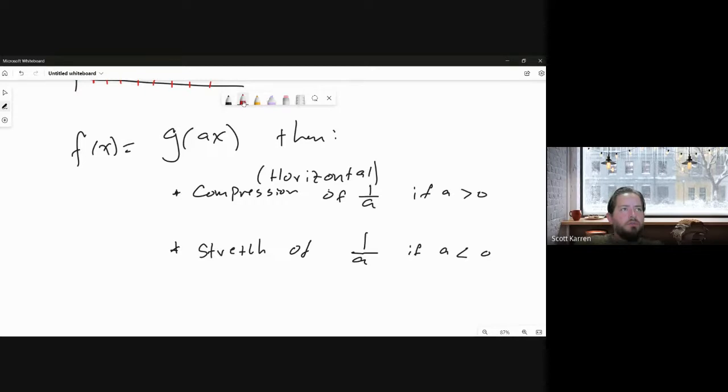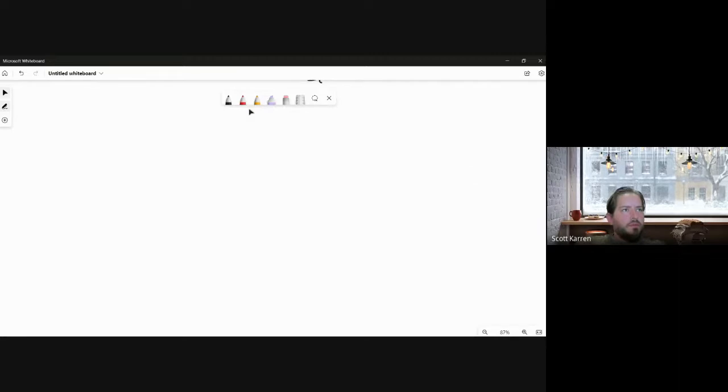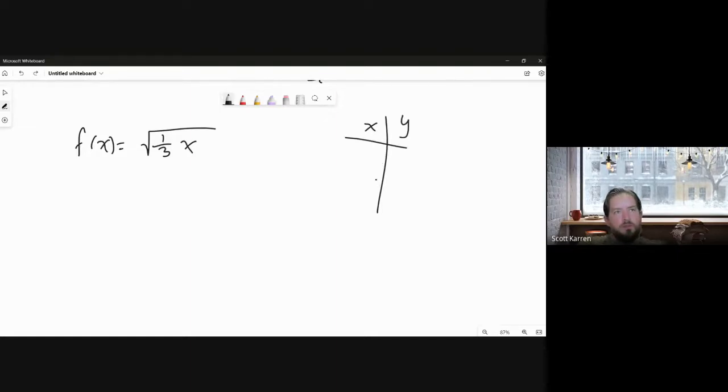So let's see one that has a stretch, perhaps. Let's say f of x is, I mean, the square root function works pretty well. I'm going to stick with it because I like it. I'm going to say 1/3 root x, right? And again, we'll go x, y, just to get an idea of what's going on. And we'll walk our way through why I'm picking the x values that I do.